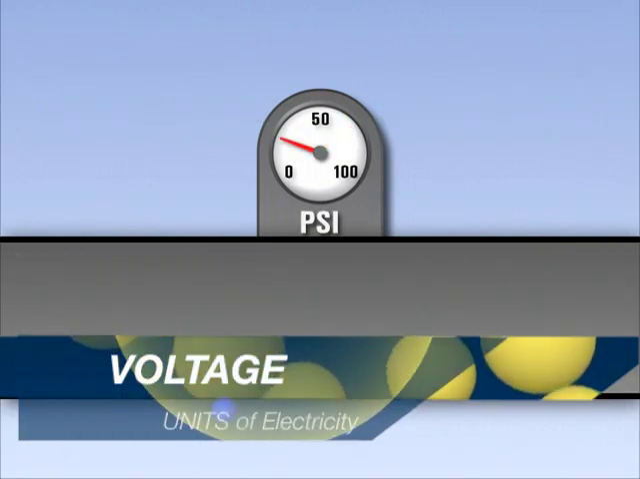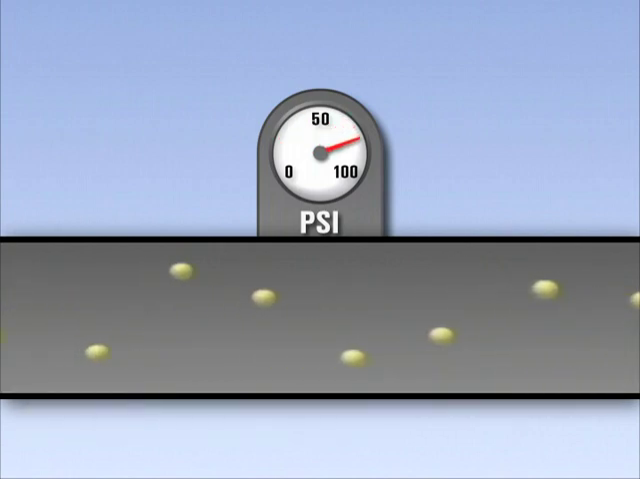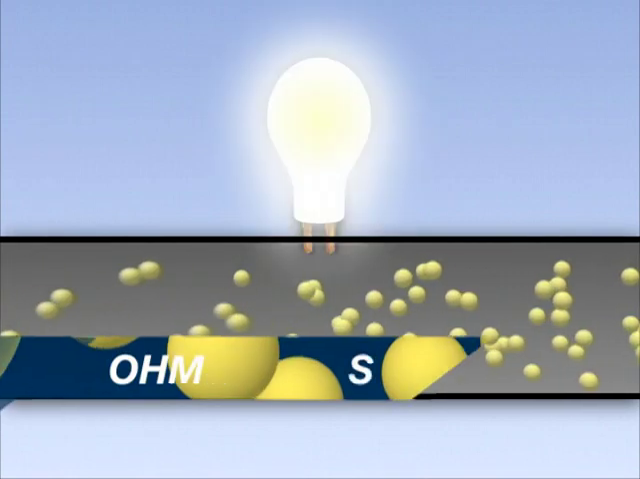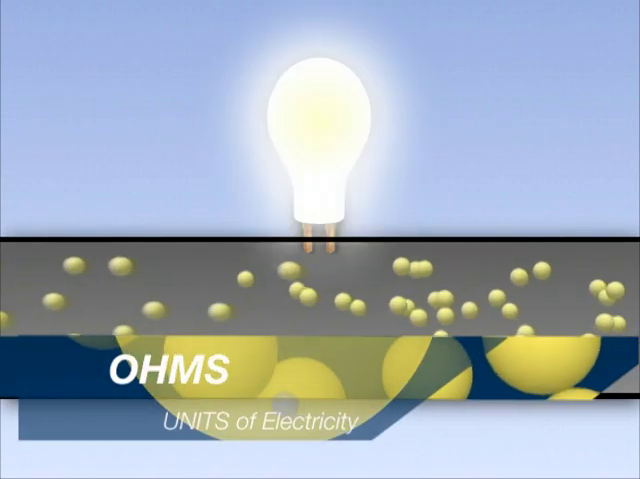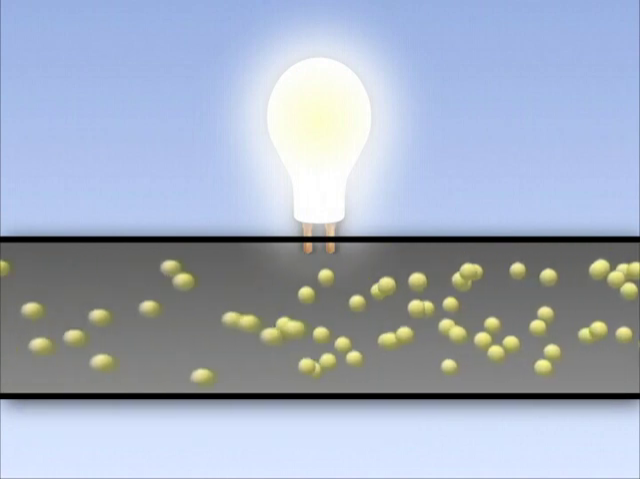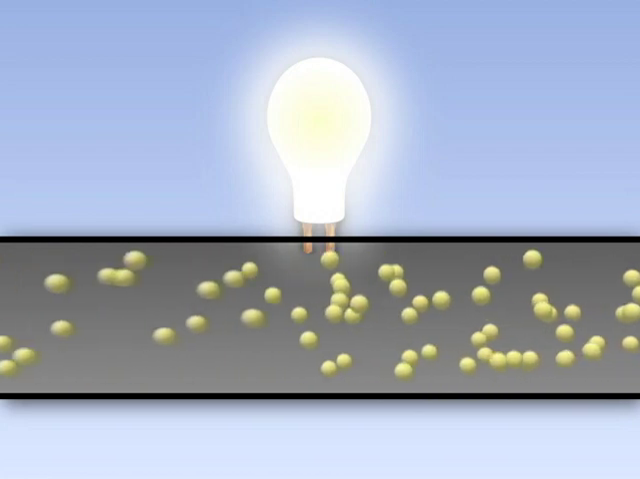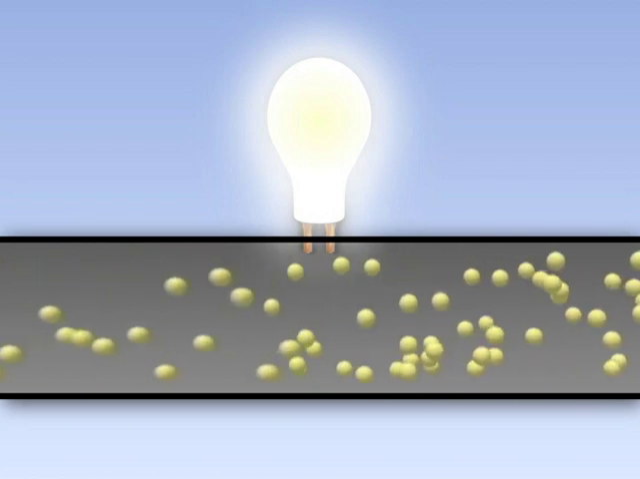Voltage is the pressure at which free electrons flow. Also known as electromotive force, voltage is measured in units of volts. The ohm is a measurement of the opposition or resistance to electron flow. Components such as light bulbs, coils, switches, and even the wire that carries the current all cause resistance.